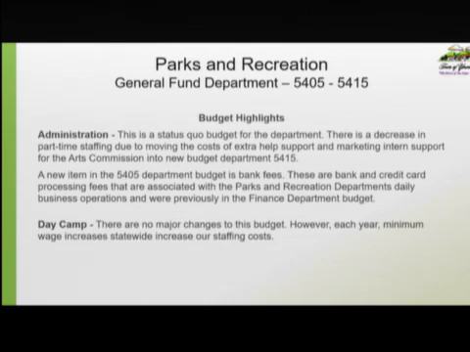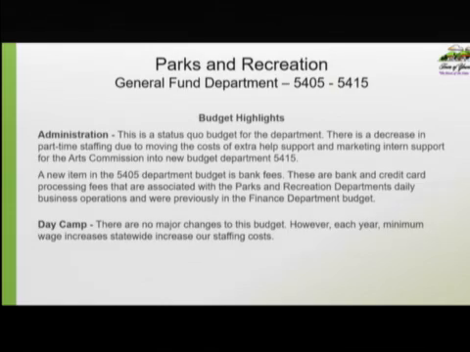The 5405 is the first, administration. So this is pretty much a status quo budget for the department. There is a decrease in part-time staffing due to moving costs of extra help for the Arts Commission, which includes help for events as well as part of our marketing intern into a new budget department, which is 5415, and I'll go over that last. But we have created the new department budget for Arts Commission to just be a little more transparent and also to ease of tracking for their expenses.